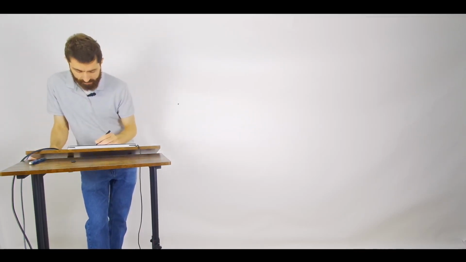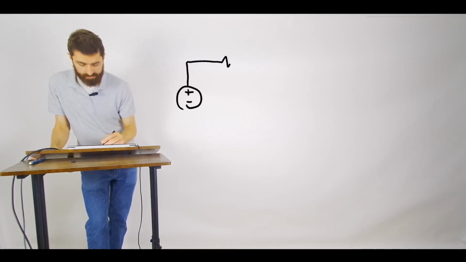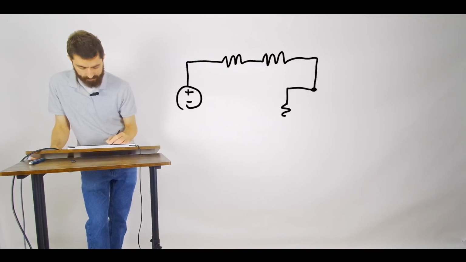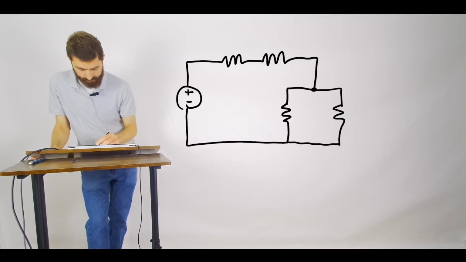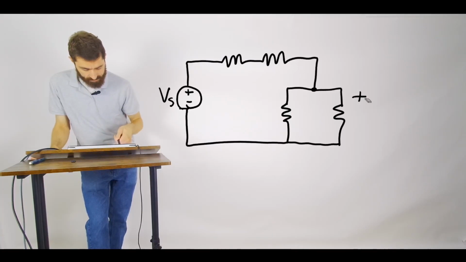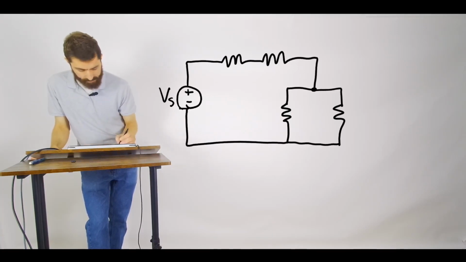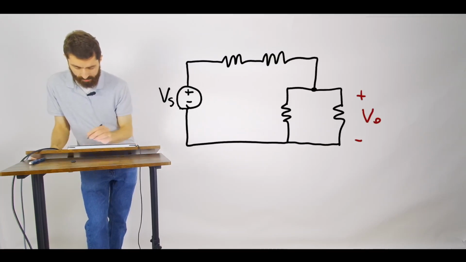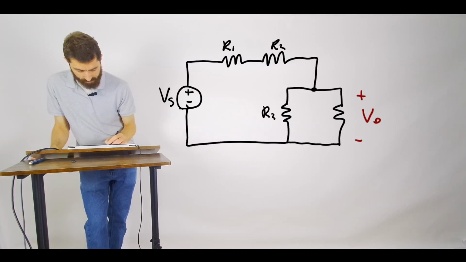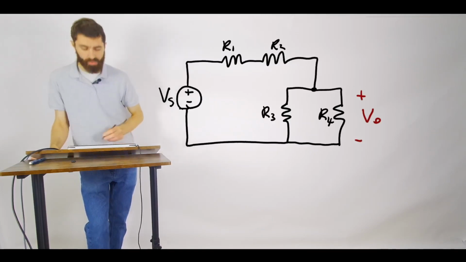So here's the circuit that we had. And we have Vs. V0 is what we're wanting. And then we have R1, R2, R3, and R4.